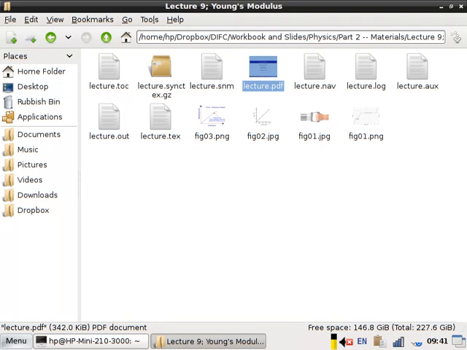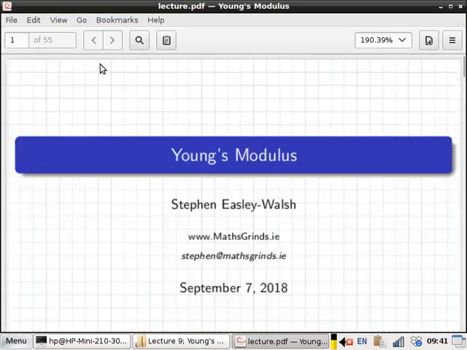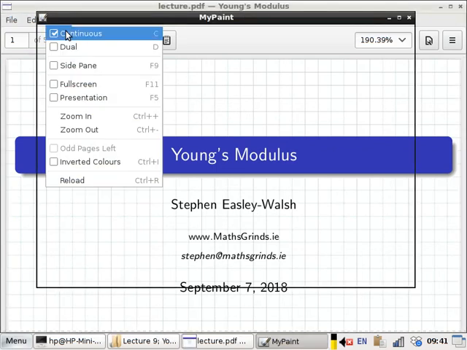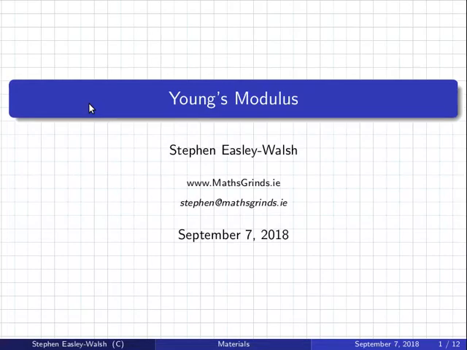Okay, so this is the last one for materials. Okay, you can write that down. Young's modulus. Got that?